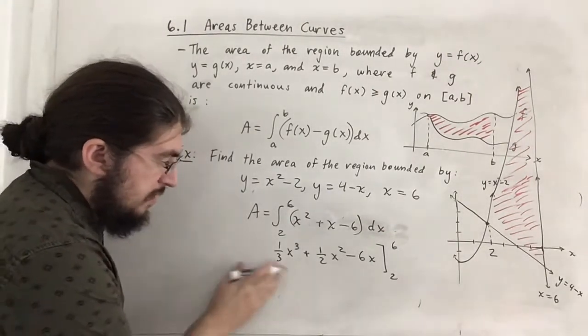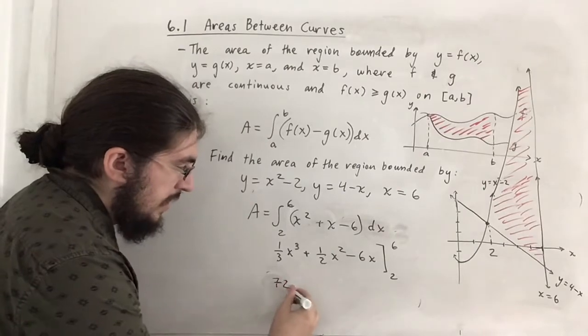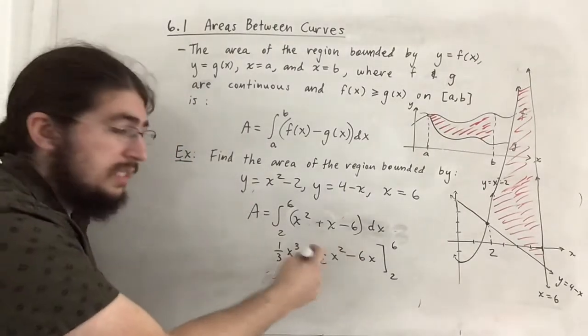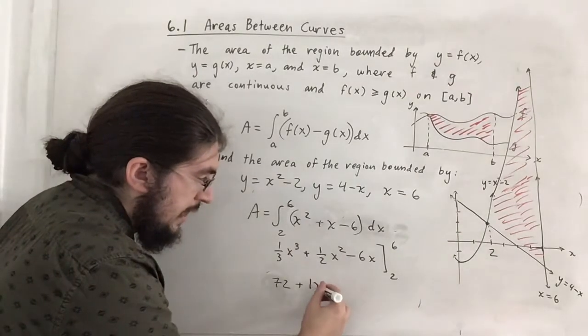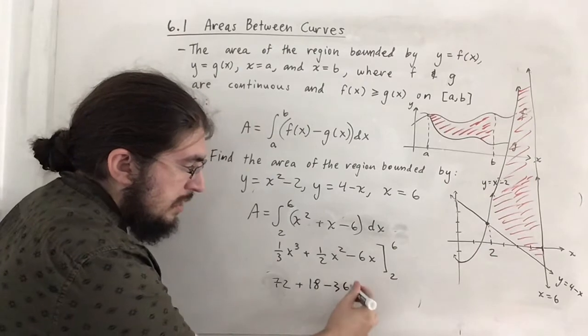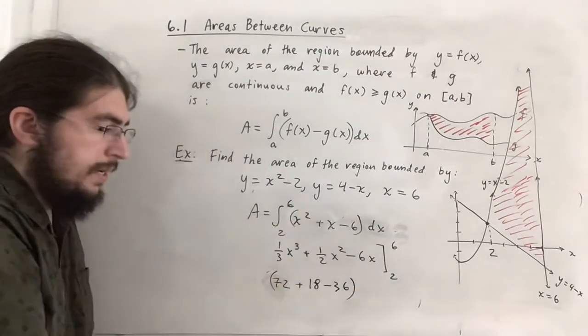Yeah, so I'll just write 72. It's not too hard to see that. Plus, when you plug in 6 here, you get 6 squared is 36 divided by 2 is 18. Minus 6 times 6 is going to be 36. So that's me evaluating it for the upper limit.